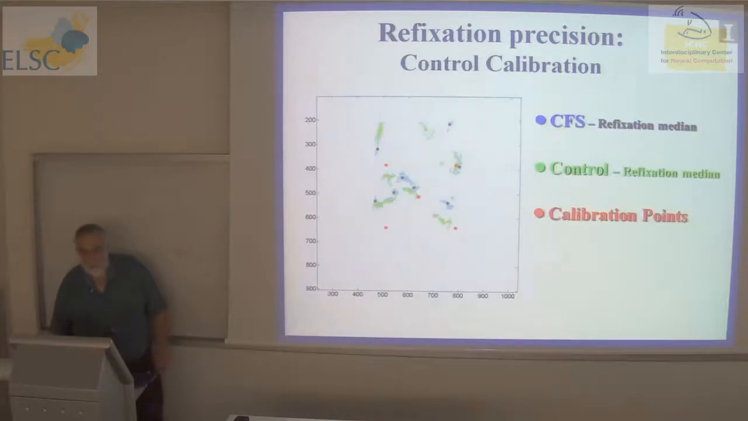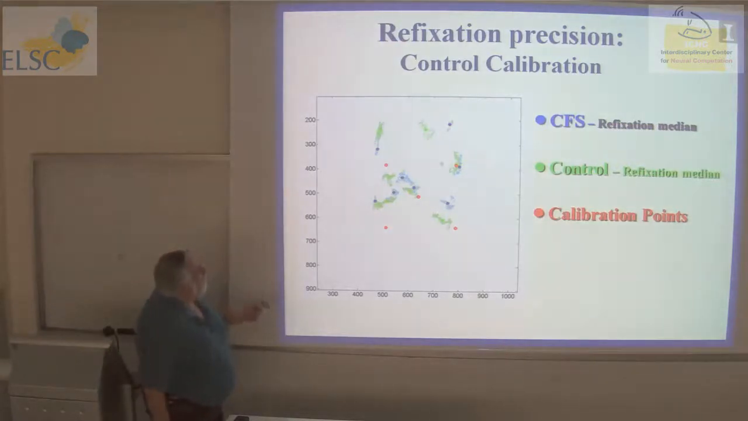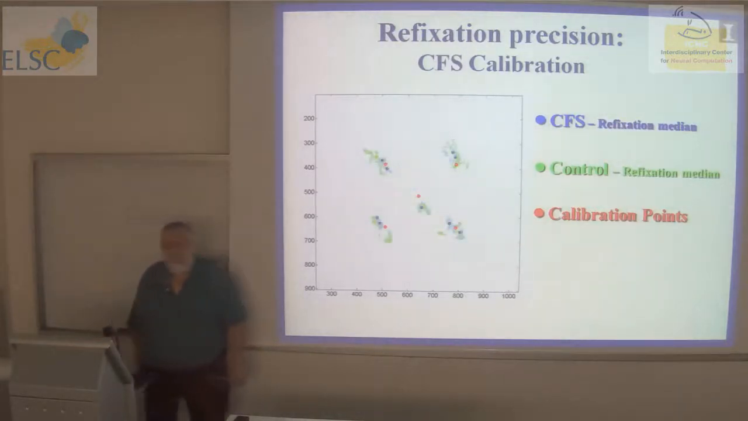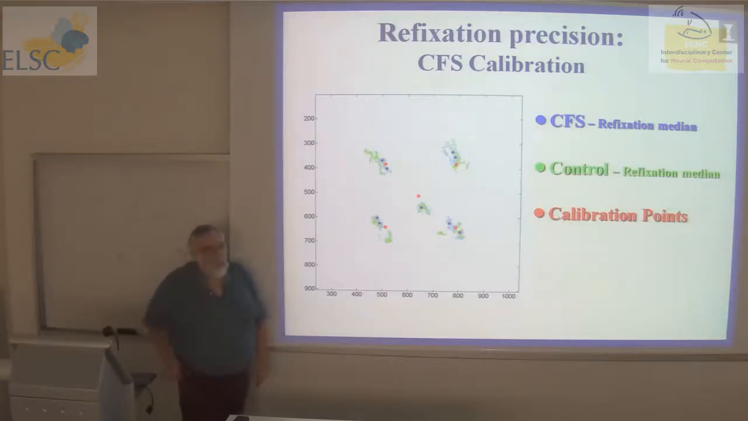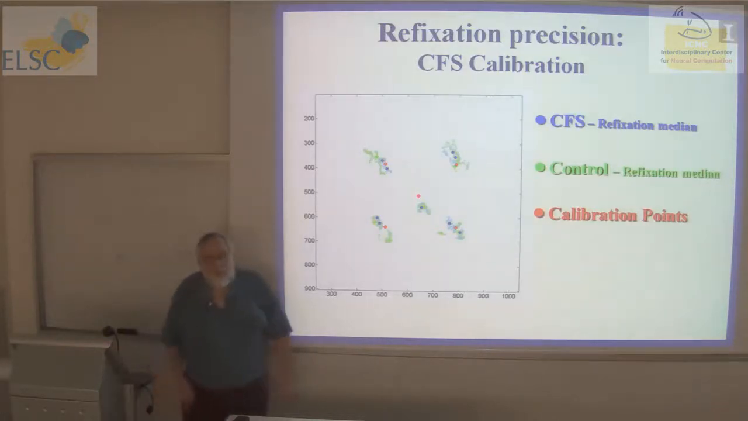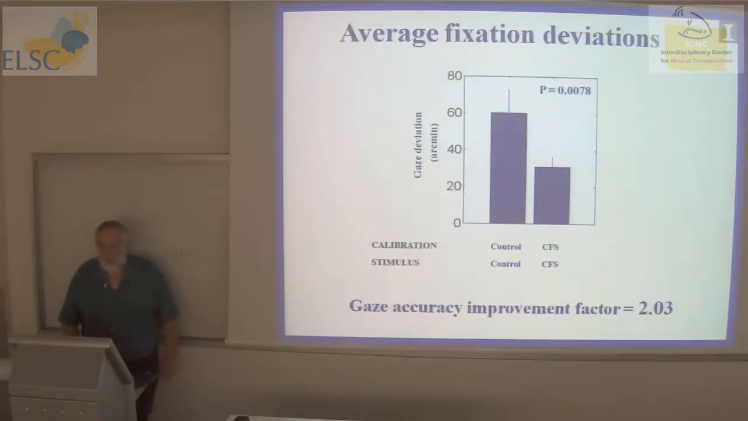And we did it everywhere on the screen, with two calibration types, two stimulus types, fixation both central and periphery, 11 participants. Here you can see the red are the calibration points, the control is the green, and the special device stimulus is the blue, but the calibration was done using control stimuli. And here you can see the distribution when we used the special stimulus for doing calibration, and you can see how much smaller the blue area is relative to the green area. So it looks as if people, when they use the special stimulus, fixate on a much smaller area. And this is the case.